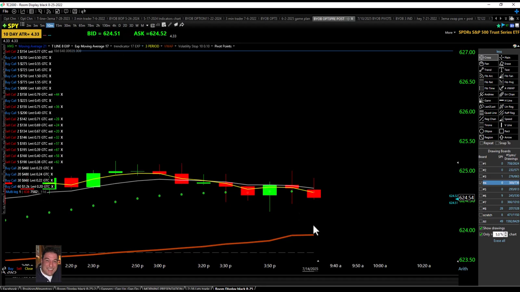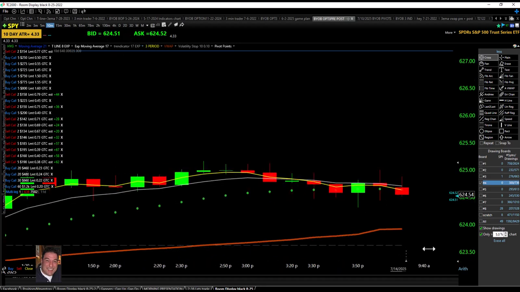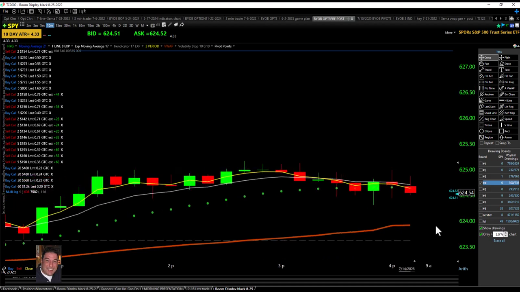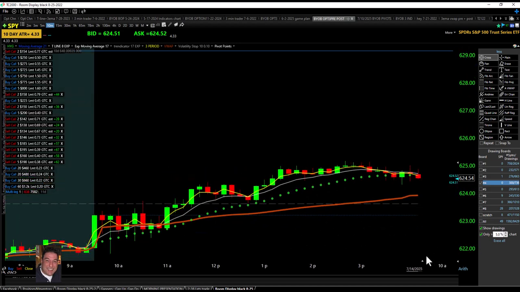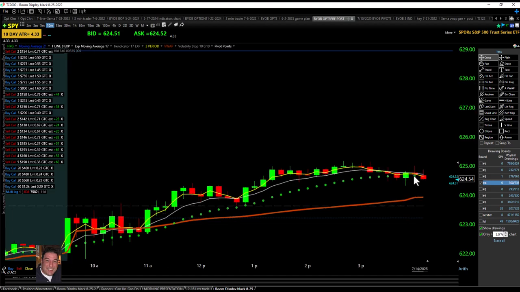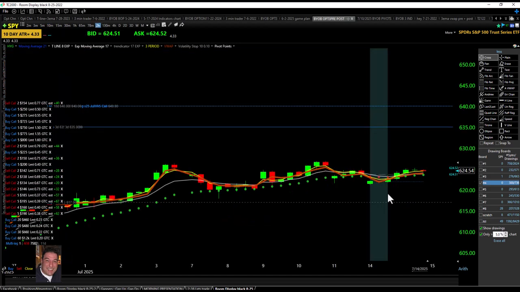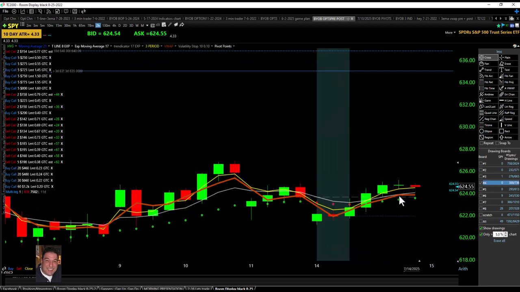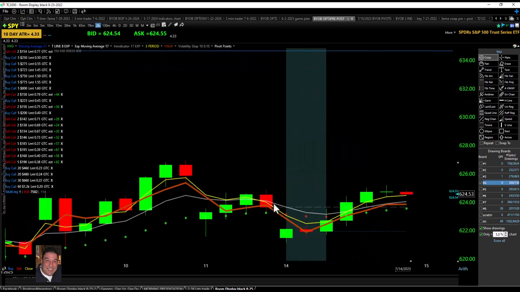On the 2-hour chart, the 3 is underneath the 8 EMA. On the 2-hour chart, we've got a 2-hour uptrend coming into the close. Quite different. We had a 2-hour downtrend coming into the close this morning, or Friday night.